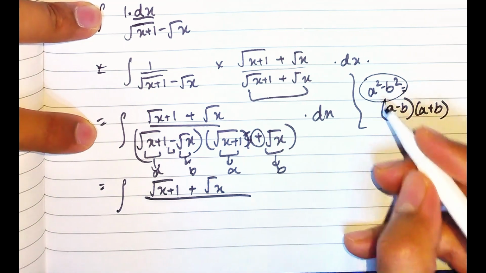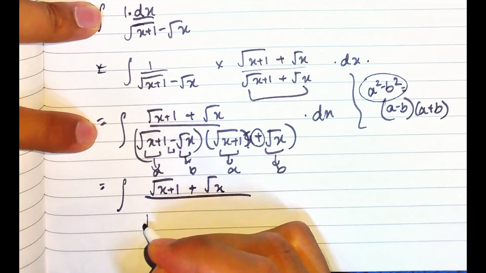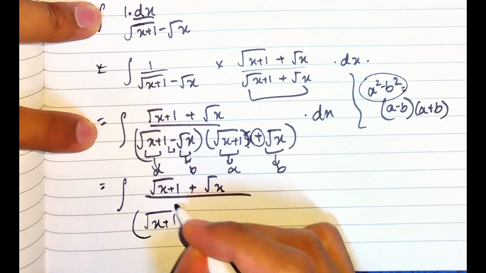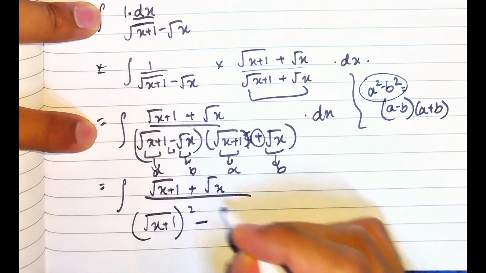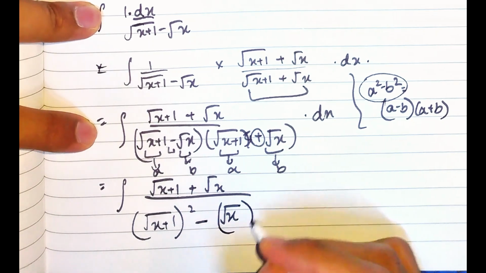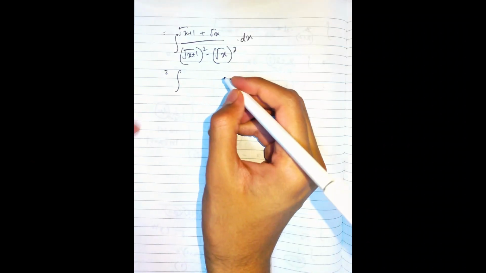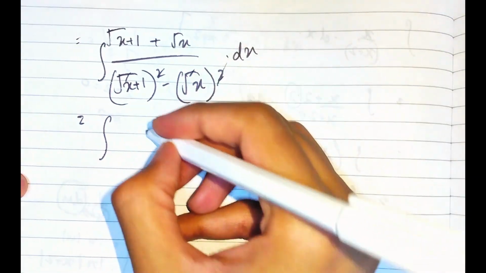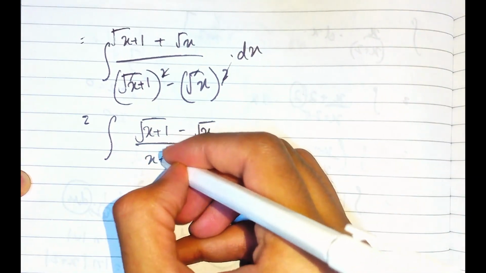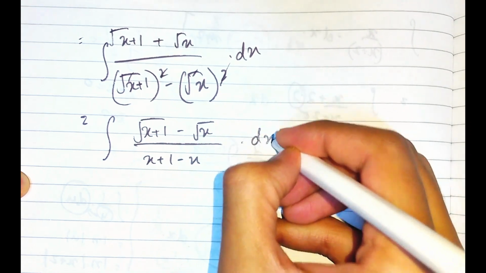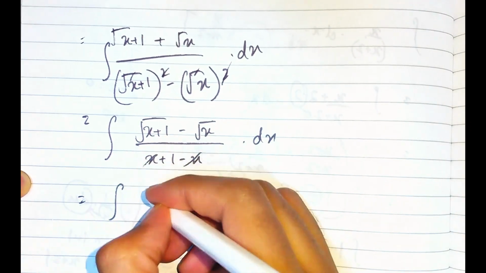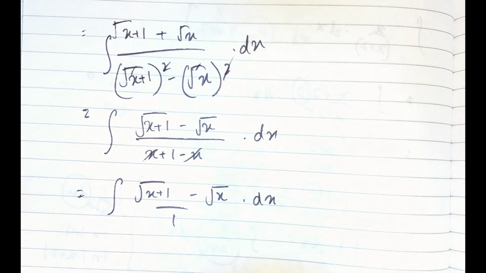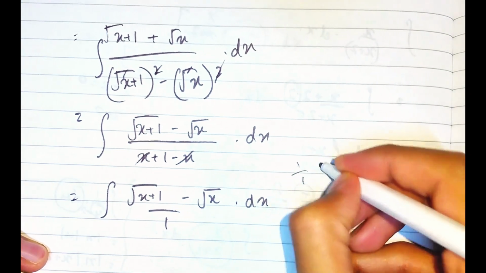we will have a square minus b square. So a is square root x plus 1 whole square minus b square. B is square root x whole square dx. Okay, so this square will be cancelled by this square root right over here. We will cancel, so we will have x plus 1 minus x dx. This x will be cancelled, and we will be left with 1, which actually does not have any value, because 1 divided by 1 is actually equal to 1.